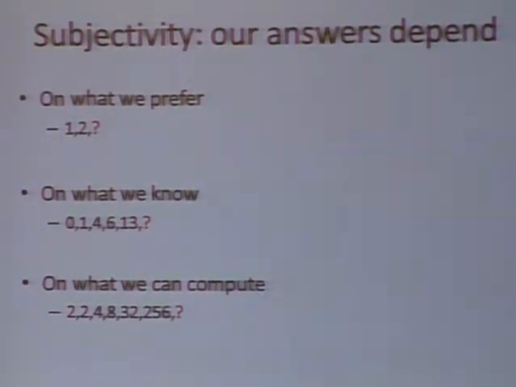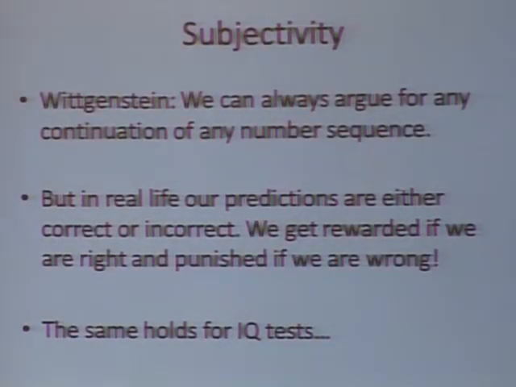And it also depends on what we can compute. So let's look at that sequence again, 2, 2, 4, 8, Fibonacci-like sequence. Yeah, we know what the next number is in principle, but we can't compute it, at least, if we're like normal people, not that quickly. So, yeah, this subjectivity is well known, and Wittgenstein, for example, argued that we can always argue for any continuation of any number sequence. For example, just by repeating it. That's one possibility.